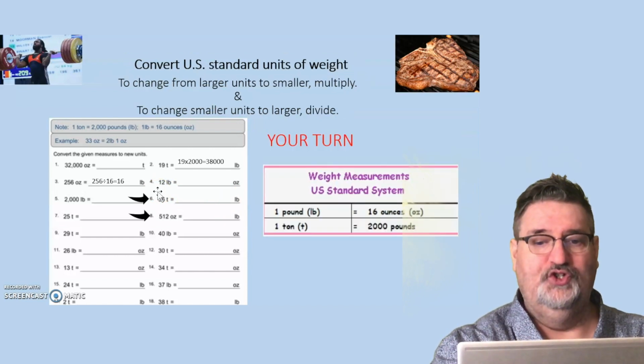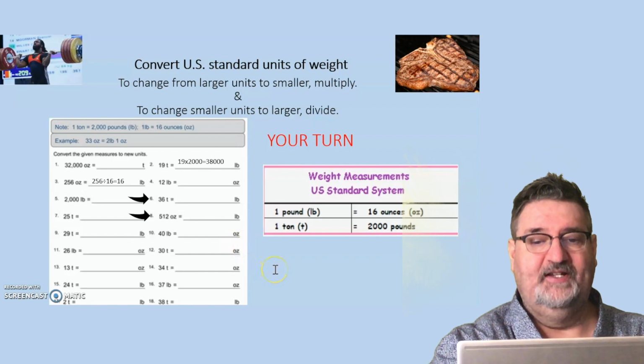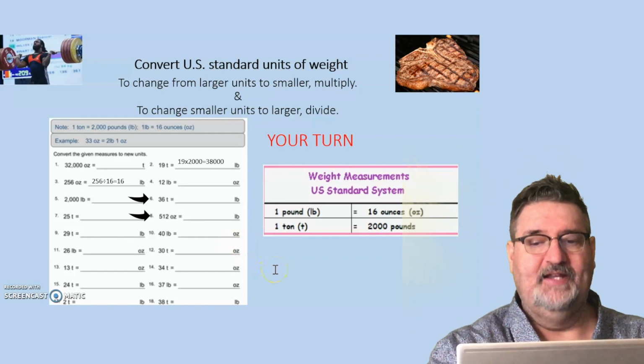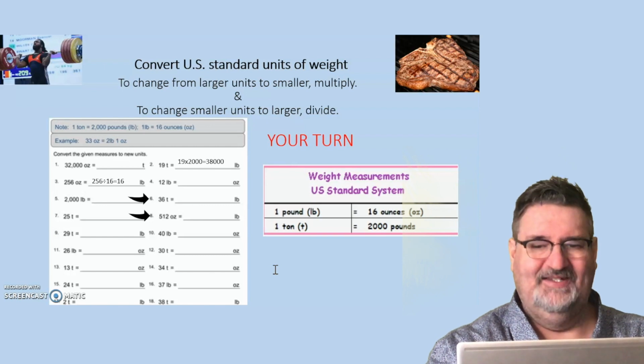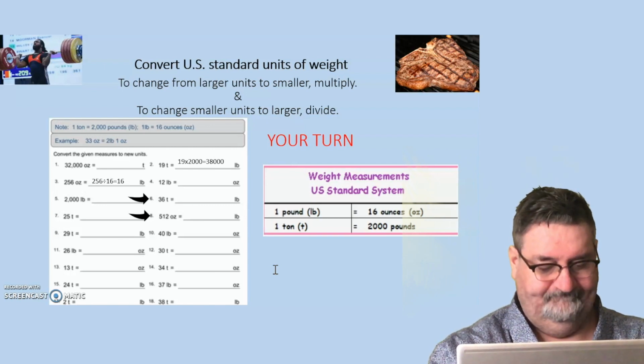So let's do 2 on our own. We're going to do number 6. 36 tons is how many pounds? And number 8, 512 ounces is how many pounds? Look at the 2 that I did earlier for you, and we'll give you about 10 seconds to be able to solve those.